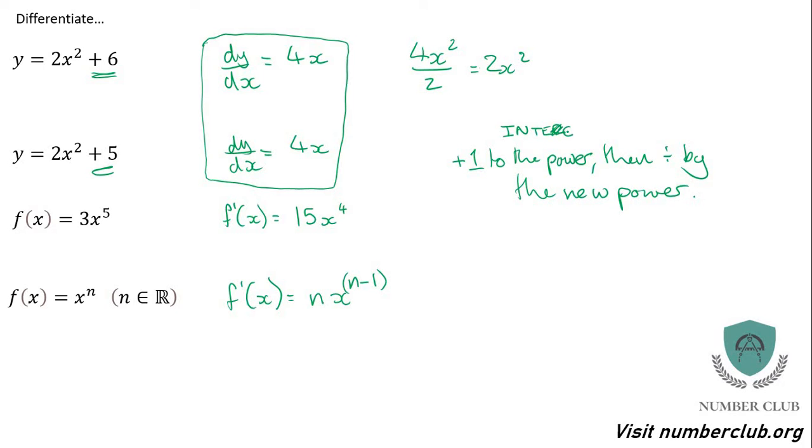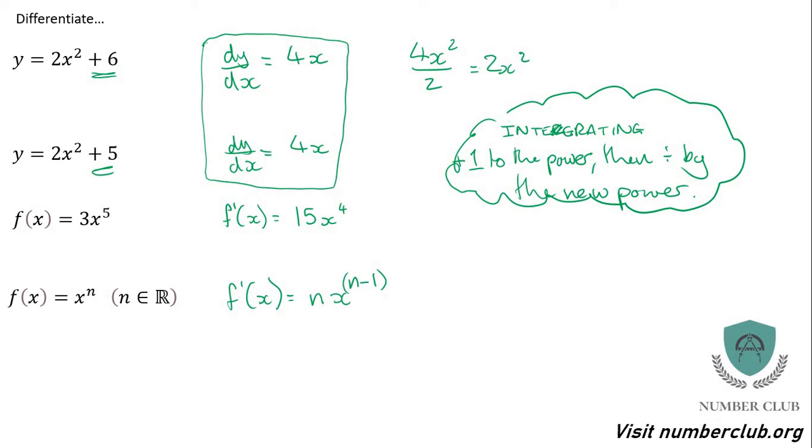Now this rule is called integrating. And that needs to be written in your book. It needs to be ready to go. Add 1 to the power, divide by the new power. It's the opposite of differentiation. Integration is the opposite of differentiation.